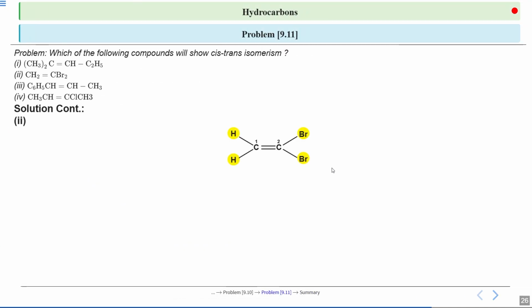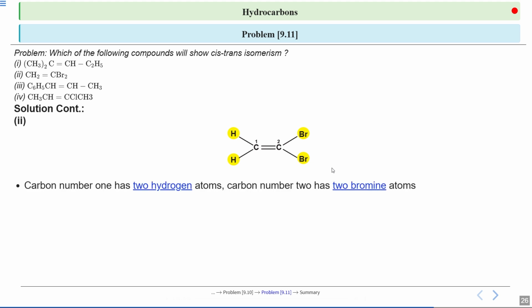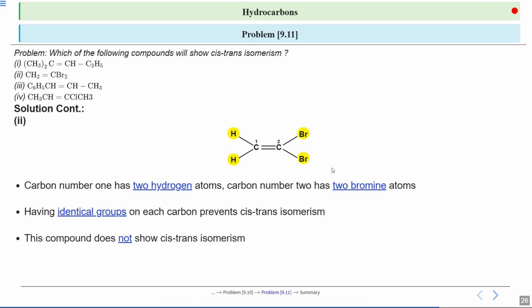So this is your second option, which is CH2 double bond CBr2. This visual again clearly shows us that the given compound is not capable of showing cis-trans isomerism. Let's see why. Because it has 2 hydrogen atoms on carbon number 1, and carbon number 2 has 2 bromine atoms. Having identical groups on a carbon prevents the cis-trans isomerism. Therefore, we can conclude that this is also not the correct answer.